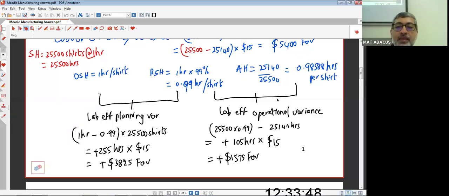The current efforts: 25,140 divided by 25,500, they took 0.98588 hours. So they learned even faster. So this is also favorable. 25,500 times 0.99 minus 25,140. You work in total, you don't use this 0.98588. You get 105 hours on top of the efficiency planning, times 15, 1,575. So the 1,575 is considered operational. That will be considered controllable by the manager. While the 3,825, we won't put it to the manager.